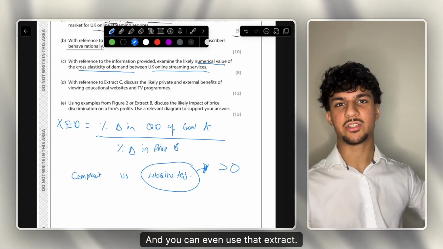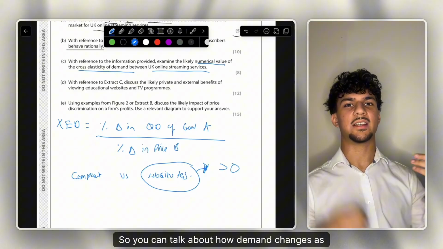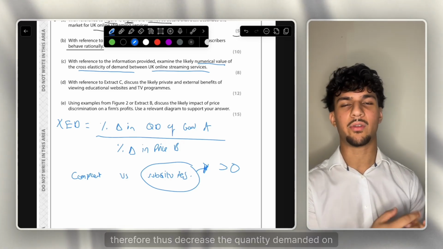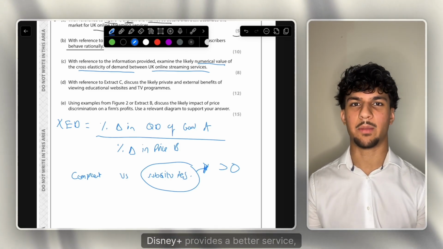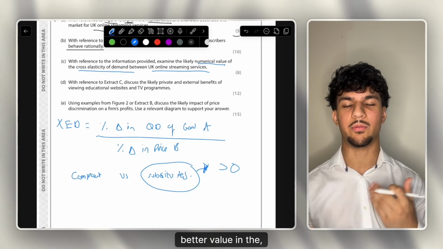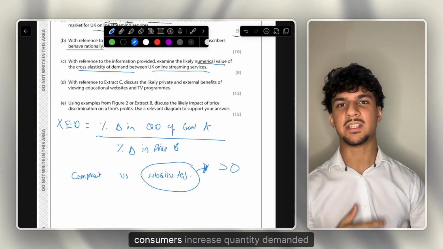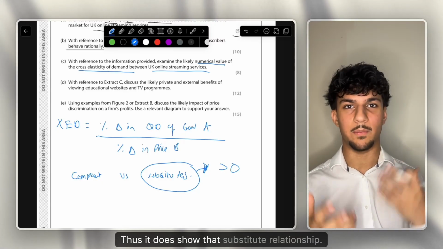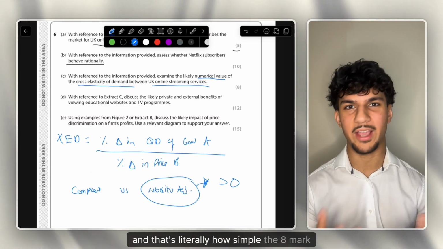And you can even use that extract. So you can talk about how demand changes. As consumers are not as satisfied with Netflix, this decreases the quantity demanded of Netflix. And since Disney Plus provides a better service, better value in the eyes of consumers, it increases the quantity demanded of Disney Plus. Thus, it does show that substitute relationship. And that's literally how simple the 8-mark question is.